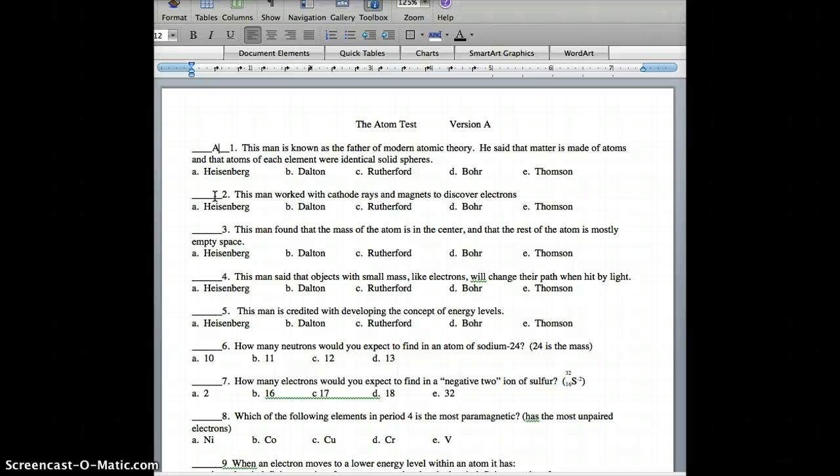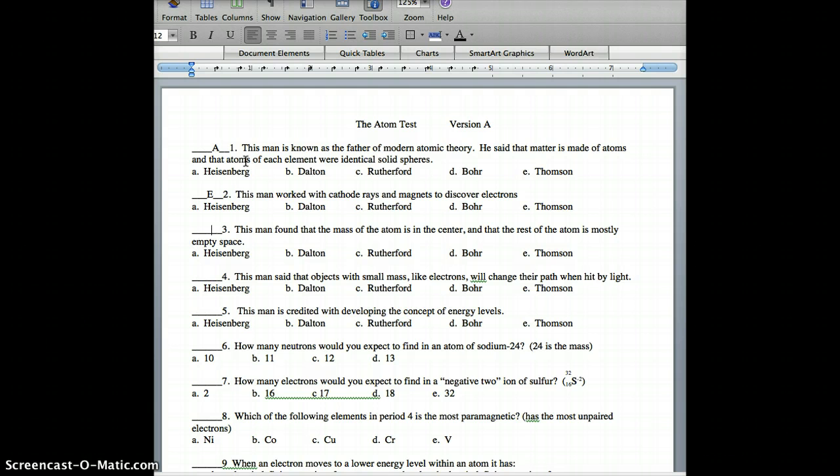Number 2, I showed a video in class of J.J. Thomson shooting, or actually as a science teacher, shooting a stream of electrons. J.J. Thomson did this, put a magnet next to the electrons, and the electrons bent. So J.J. Thomson is the electron guy, gets most credit for discovering electrons. Bear in mind that all these guys did work, but a lot of people did work, and they're the people that got the most credit for it.